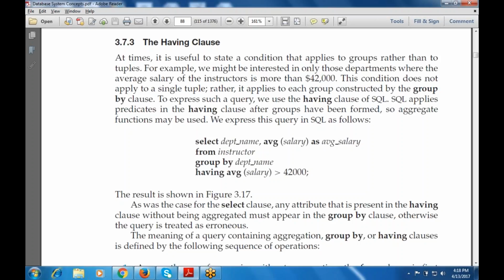As was the case for the select clause, any attribute that is present in the having clause without being aggregated must appear in the group by clause. Otherwise, the query is treated as erroneous.